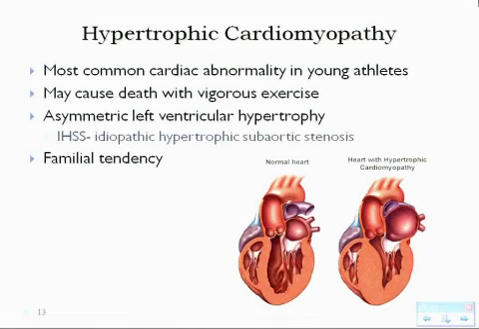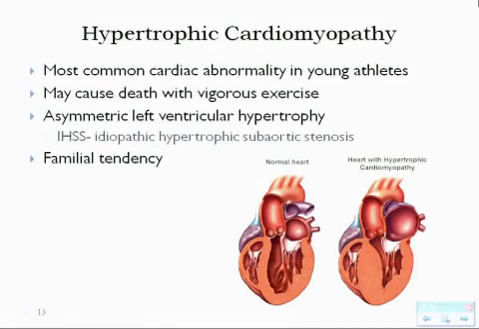Hypertrophic cardiomyopathy is the most common cardiac abnormality in young athletes that causes death from vigorous exercise. This is what we usually call IHSS. Sometimes I associate this with the valvular discussion, because it looks very similar to AS, aortic stenosis. When we go into the valvular problems, we'll come back and talk about IHSS again. So hypertrophic cardiomyopathy is basically idiopathic hypertrophic subaortic stenosis, or IHSS.